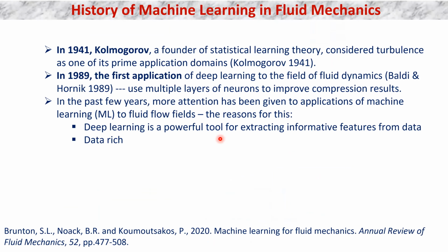Machine learning was first used in 1941, in a paper where machine learning could be used on fluid dynamic problems, for example turbulence. It was actually introduced to fluid dynamic problems in 1989, when deep learning methods were first applied for data compression for fluid dynamic problems. More recently, people pay more attention to the application of machine learning to the fluid dynamic field.